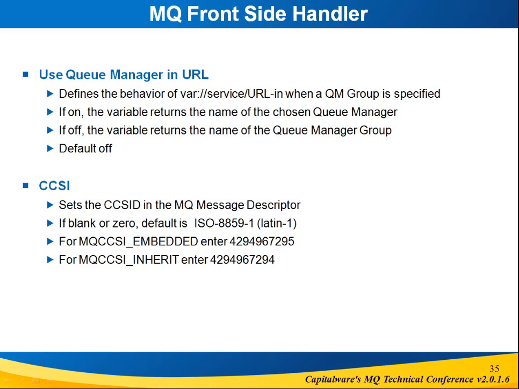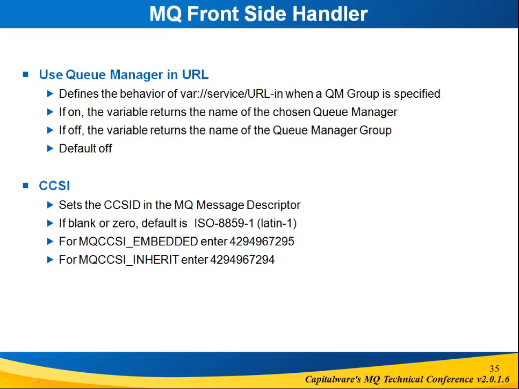Its default is off, which in my opinion is a bit useless. I prefer to turn it on in case I need to know what actual queue manager I'm dealing with. And this is particularly useful if I'm constructing my own log messages to give information about errors that are occurring during the processing of messages. So I prefer to turn it on, and that way I can capture that information out of that variable and include it in log messages.